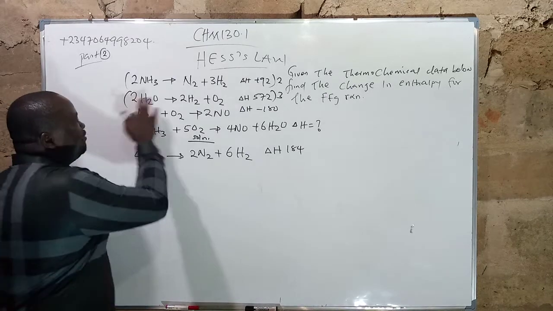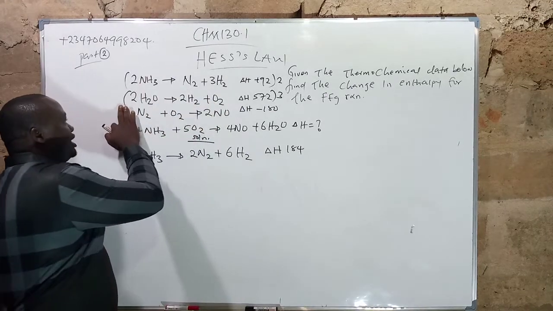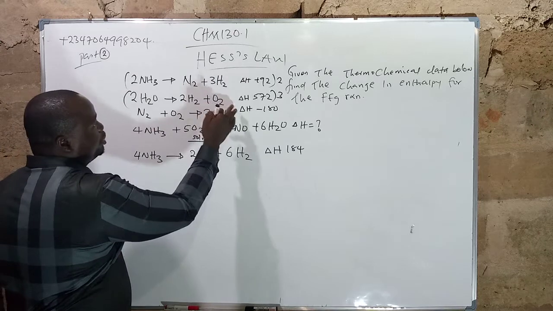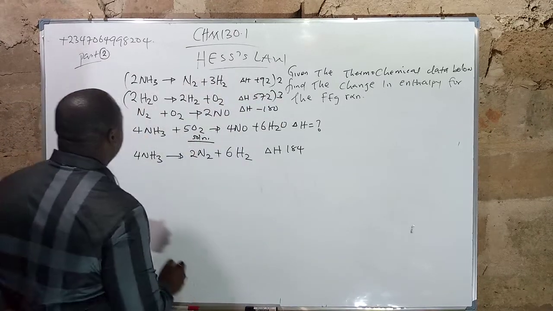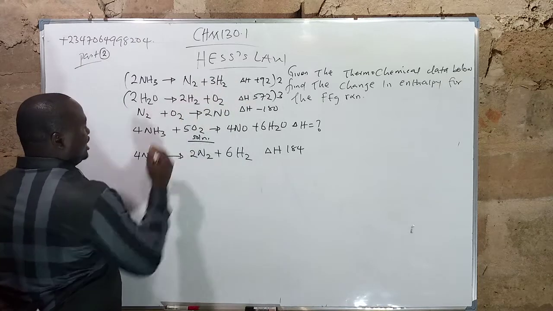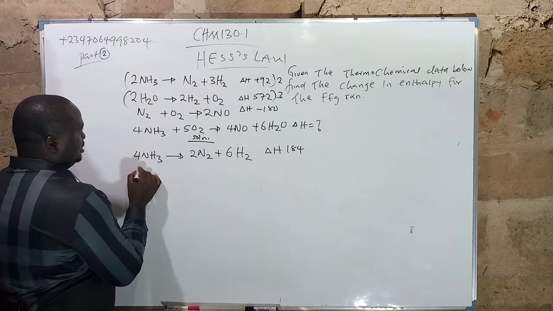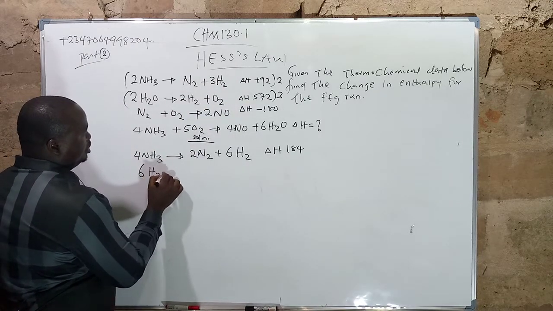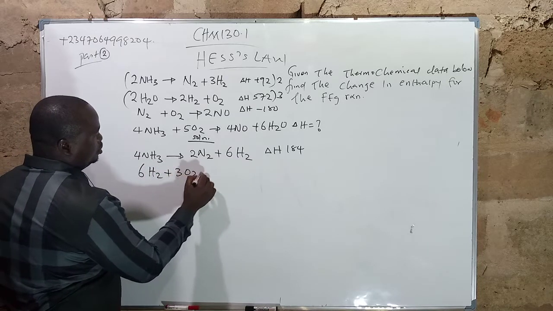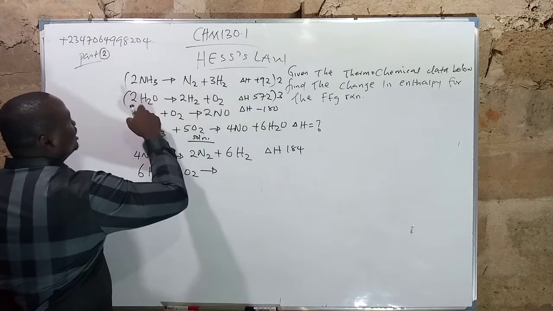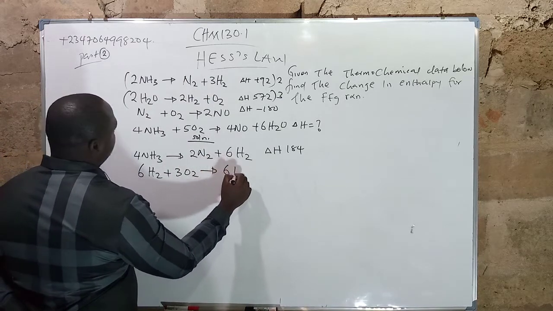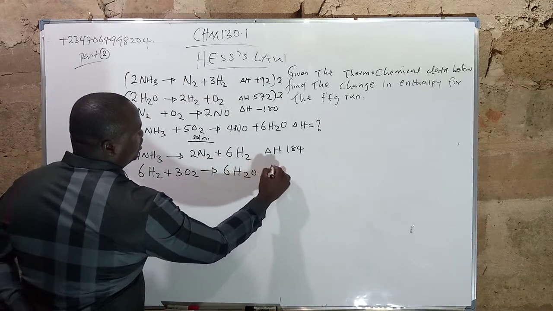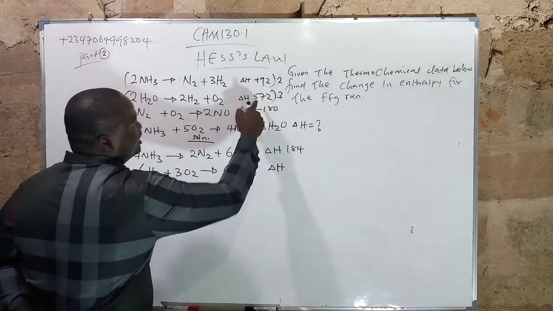So if I revise it, that means this will not be the reactant and the reactant will not be the product. And at the same time, I'm going to multiply it by 3. So multiplying this thing by 3, that means here will now be 6H2 plus 3O2. Now, multiplying this by 3 and taking it to that other side, it will now be 6H2O. Remember, your delta H, the sign must change.